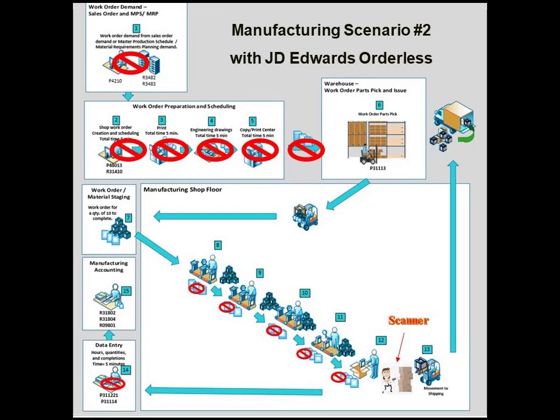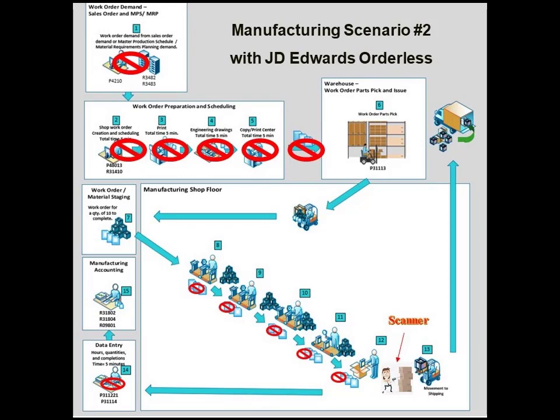Scenario 2 displays the application of the JD Edwards Orderless manufacturing system and changes to the process from Scenario 1. As you can see, quite a dramatic change to the process has taken place. Really, we are moving in a very lean direction for manufacturing with this change.